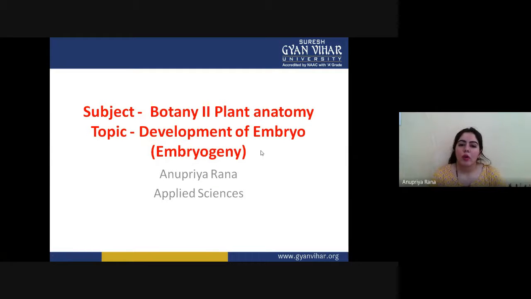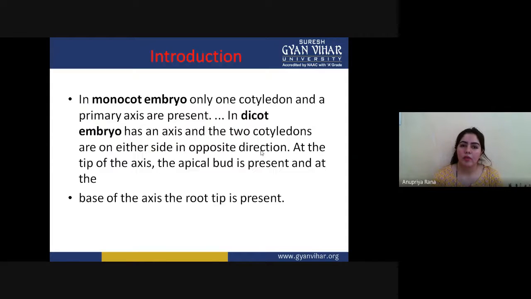Okay, so today in botany lecture, we are going to see the development of the embryo, or in short, you can call it the embryogeny process. Basically, in this, we have to see the development of the monocot embryo and the dicot embryo. Both types of embryo development will be seen in this embryogeny process.